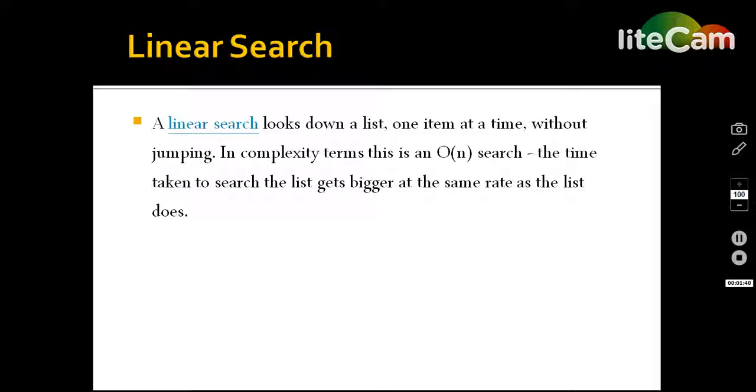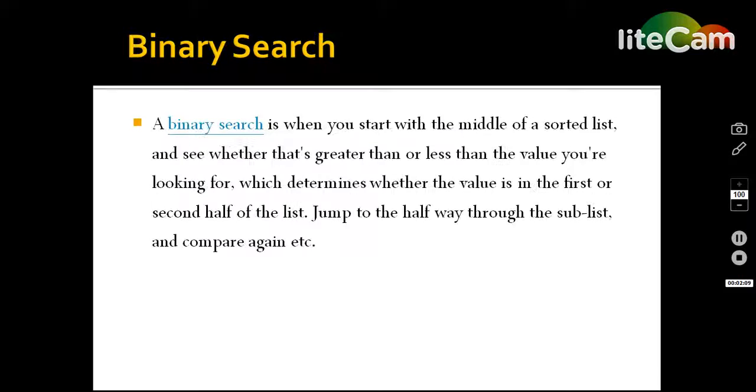In linear search, it does not require a sorted list. If we enter any random numbers, it checks all the numbers which we entered. It looks through the list from up to down. It checks one item at a time without jumping. So the complexity is O(n), and it takes more time than binary search.